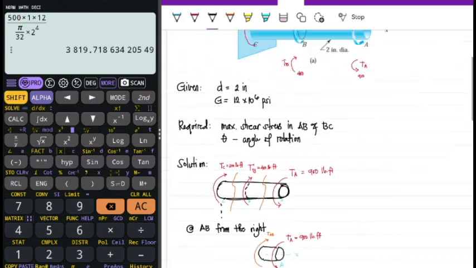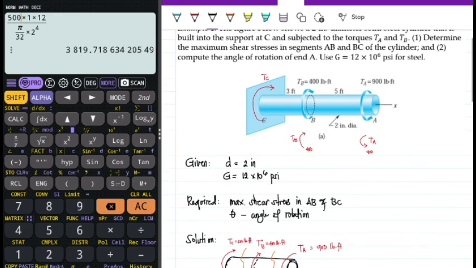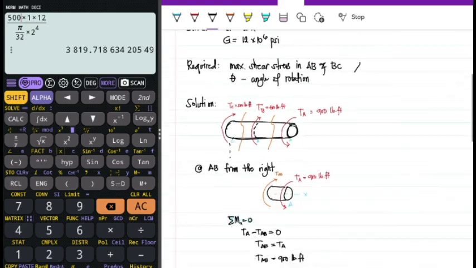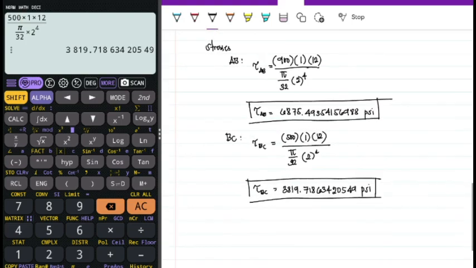Now for BC, the stress is 500 for the calculated torque. Still the radius is 1. We multiply again with 12 to convert foot into inches, and then still the formula for our J for circular area is pi over 32 times the diameter to the fourth power, which is 2 to the fourth power. And the stress at BC is 3819.71863420549 psi. Okay? Again, don't forget to box your final answers.